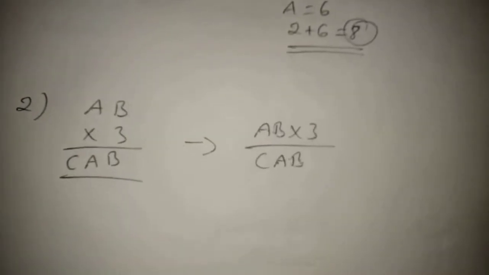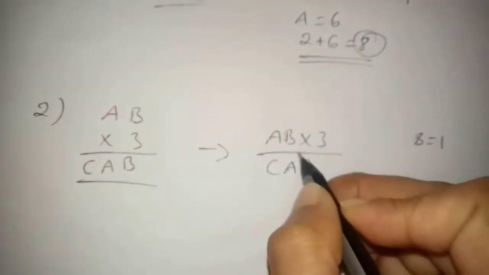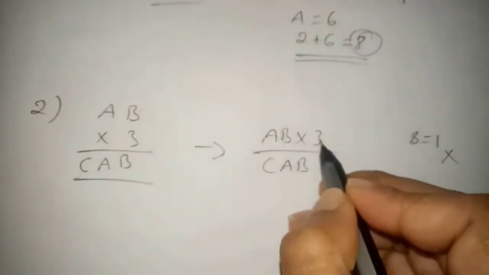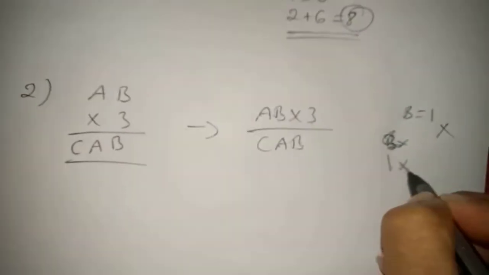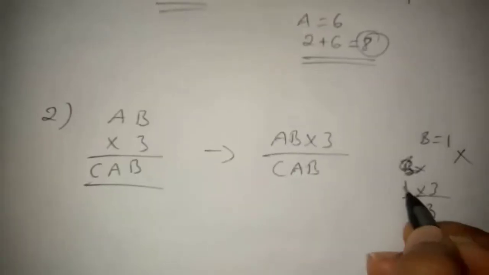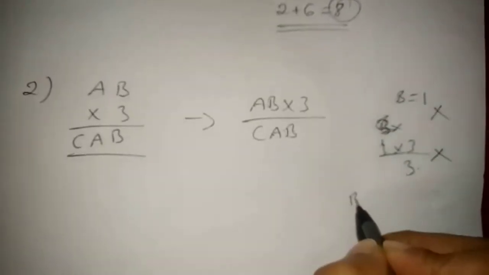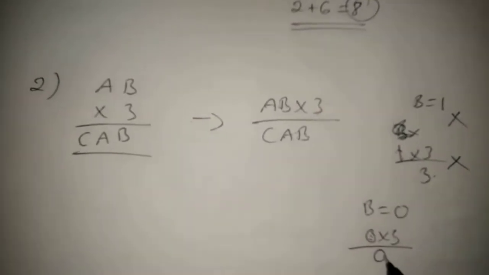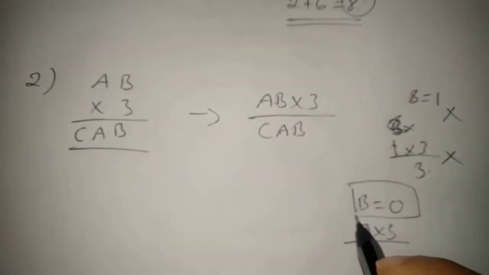So let us assume B equals to 1. 3 ones are 3, so here 1, here 3, so that is not correct. For example, if I am taking 1 into 3 is 3, you will get this and this same, right? But here 1, here 3, that will not be correct. So let me take B equals to 0. Then what will it be? 0 into 3, 3 zeros are 0, so you got the same 0. So the B value you got, B is 0.